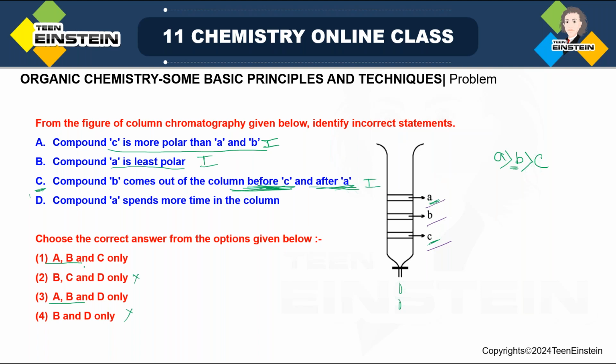So all the 3 statements you can get only in option 1. But why D is correct? Compound A spends more time in the column, and that is true, because this is maximum polar. So obviously it will spend maximum time in the column. It will come at last point, when you already have B and C out of the column. So D is basically correct statement. It is not incorrect statement. So A, B, C, that is option 1 should be the correct option, right?